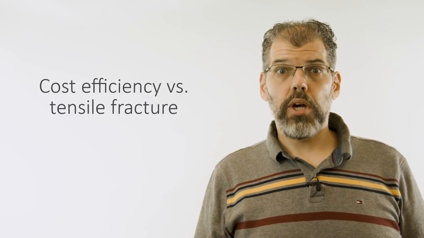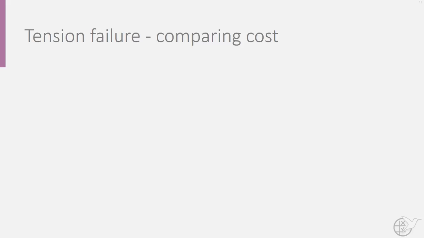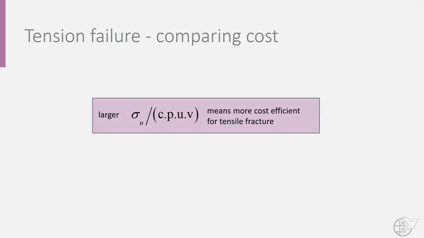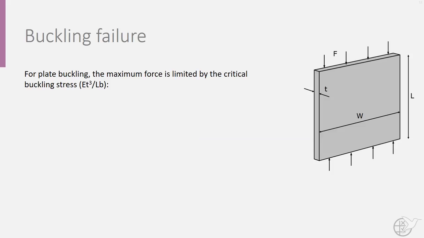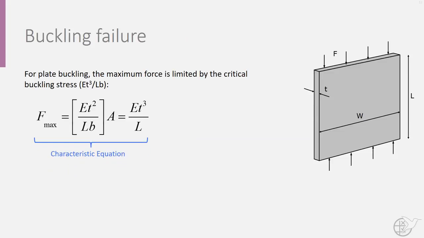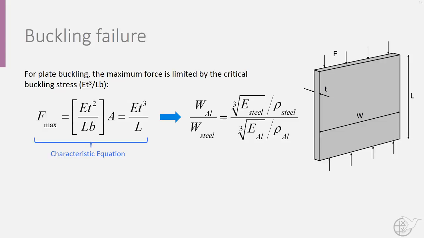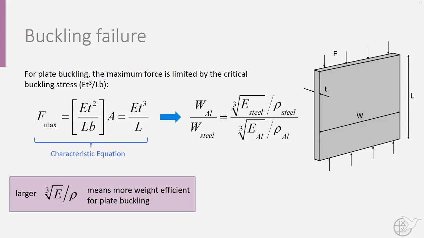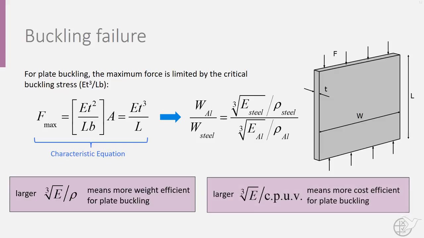We can do a similar analysis for different constraints and characteristic equations. For instance, if we want to look at the material cost efficiency for tensile fracture, our selection criteria would reduce to the ratio of ultimate strength over the cost per unit volume of the material. Conversely, if we consider the case of buckling, which has the following characteristic equation, the selection criteria would reduce to a ratio of the cube root of a material stiffness divided by material density, or divided by material cost per unit volume, depending on if weight or cost were the driving design constraints. There are many different characteristic equations for different structural capabilities and design constraints.